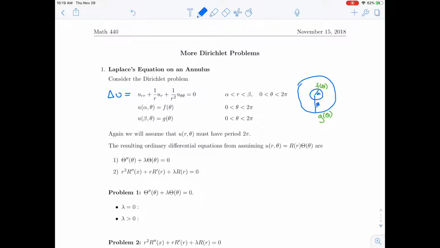Now, we already did the separation of variables for Laplace's equation in polar coordinates. So we just have that theta double prime plus lambda theta equals 0 is our first problem, and r squared r double prime of r plus r prime of r plus lambda r of r is equal to 0 as our second problem.